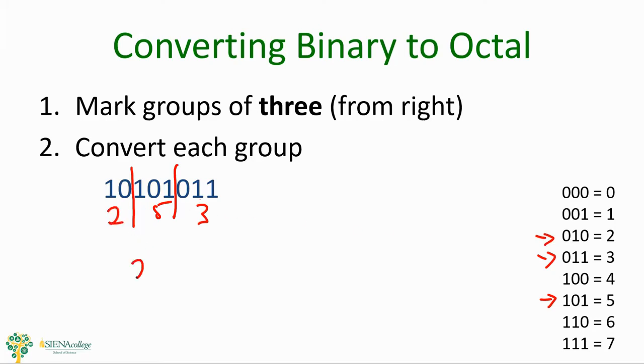So 253 in octal is equal to 10101011. Converting from binary to octal, we group things in 3 bits.